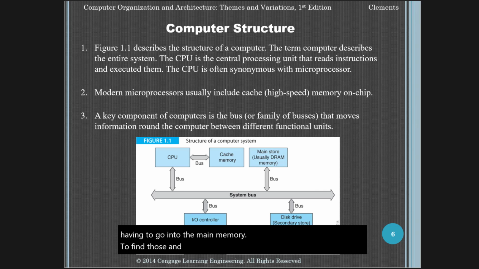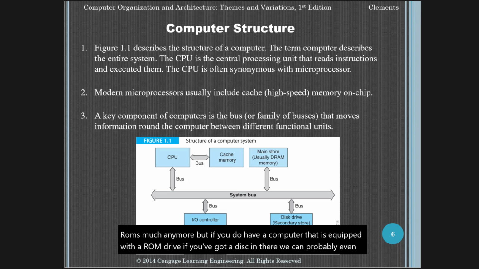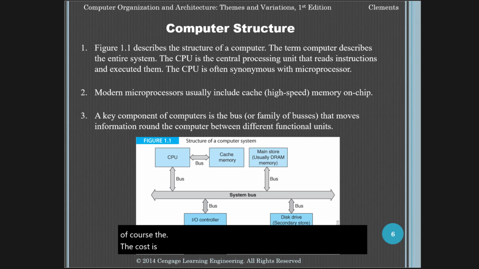And then when we think about secondary storage, these are the hard disks, so files that you actually store on the computer. CD-ROMs, I know we don't use CD-ROMs much anymore, but if you do have a computer that is equipped with a ROM drive, if you've got a disk in there, we can probably even write to it. Most disk drives these days are writers. And we could store and archive large quantities of data very cheaply. But of course, the cost is that it's much slower.